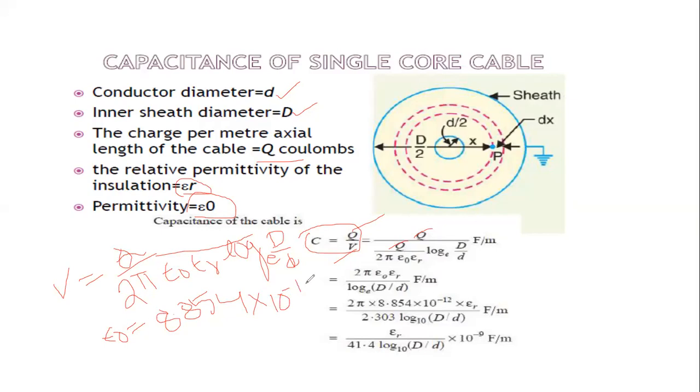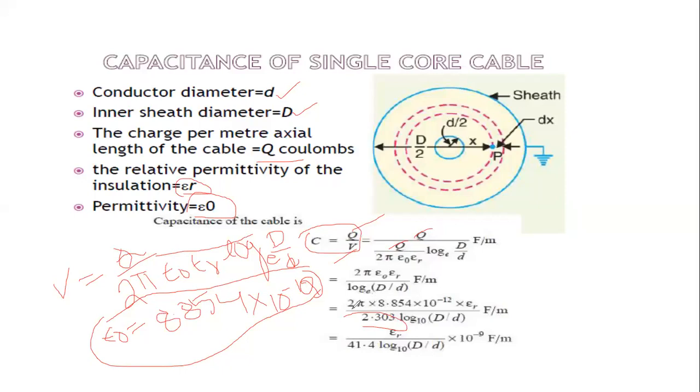8.854 into 10 power minus 12. This is the epsilon naught value, the fixed value for epsilon naught, the absolute permittivity. 2 pi into 8.854 into 10 power minus 12 into epsilon r by log e, that will be converted into log base 10 by multiplying by 2.303.